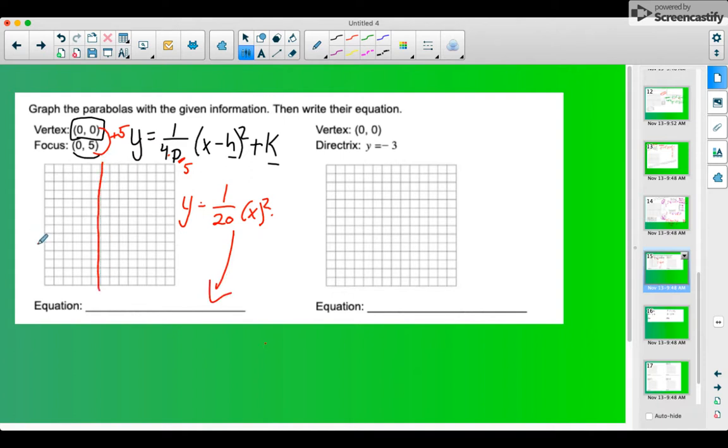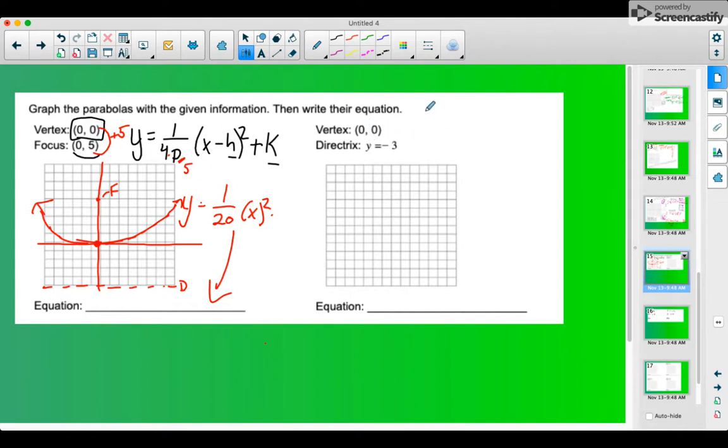When I graph, I know my vertex is at 0, 0. I know my focus should be up here at 0, 5. I know my directrix would have to be at negative 5 then. And my parabola ends up looking something like this. What I'm going to be asking you to do in the meantime is basically just come up with the equation. You're not going to have to graph a ton yet.